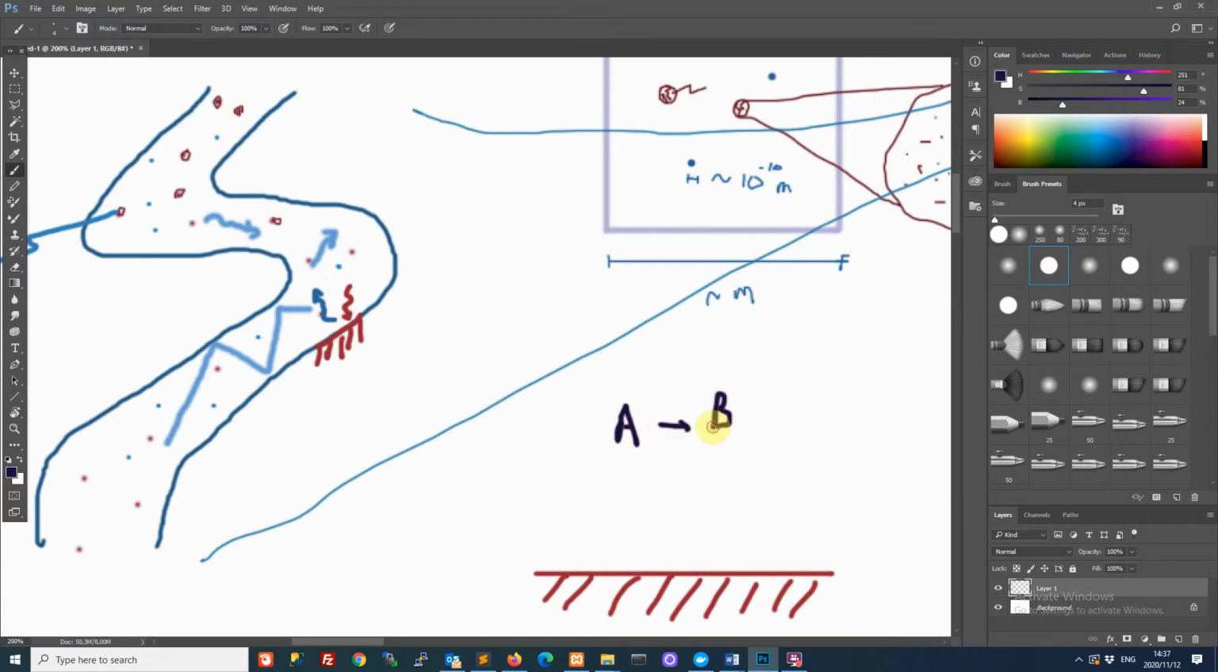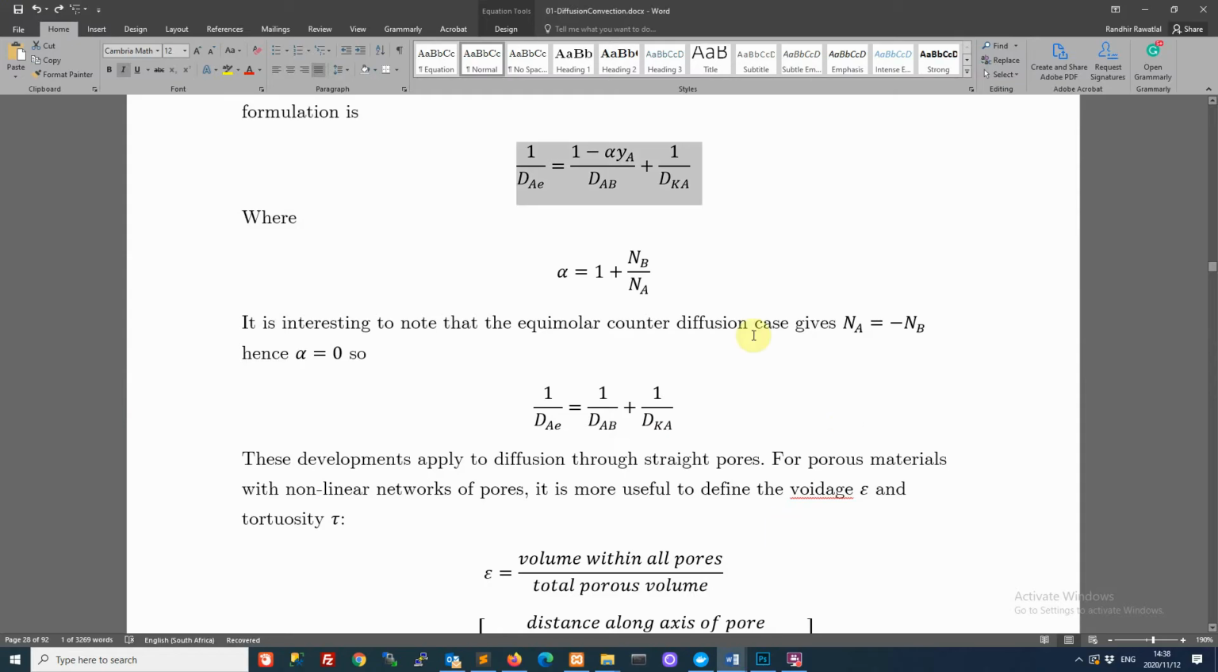So we have component A arriving in here. It reacts and forms component B, which then goes off here. So it's an equimolar reaction. So we can see clearly the rate at which all A is coming in here must equal the rate at which all B is leaving that surface. So that's one simple example of a case where we might be able to say it's equimolar counter diffusion.